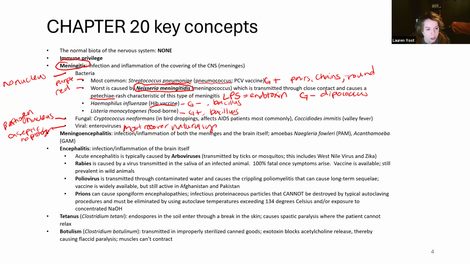So we do still see poliovirus in the world. It's not here in the US, and the only area where you have risk of that is in rural areas of Afghanistan and Pakistan. Then we have the prion diseases.